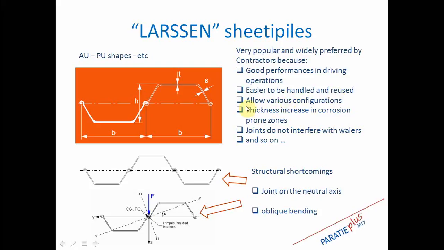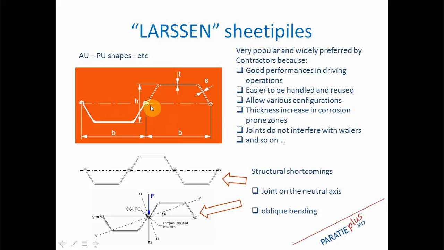And it is also possible to compose special cross sections with various configurations. Also the thickness normally is higher in the zones where corrosion may be an issue, like in the corner like this. And this is typical with respect to other kinds of shapes like the AZ section, where normally the thickness is a little bit less for commercial shapes.